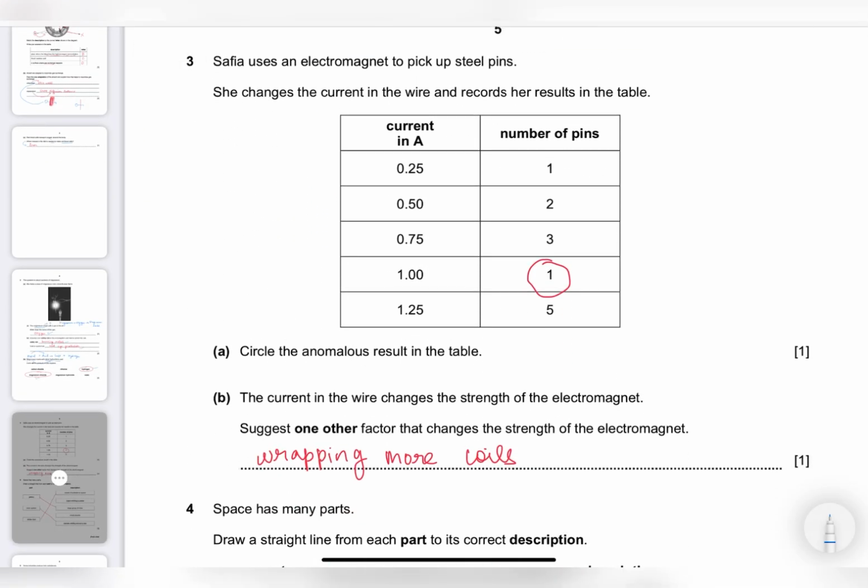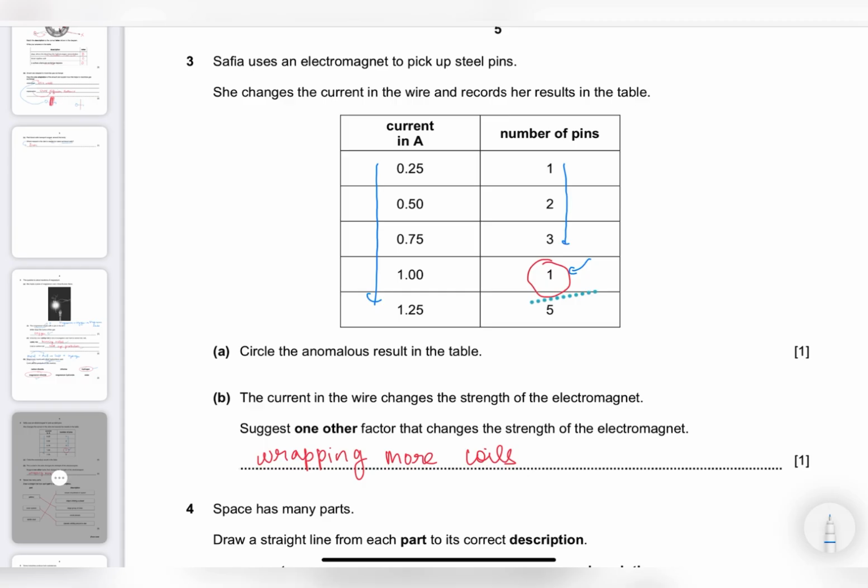Circle the anomalous result in the table. So Safia uses an electromagnet to pick up steel pins. See, she's increasing the current. Number of pins is also increasing. But what happened here? The number of pins decreased. So this is the anomalous result.